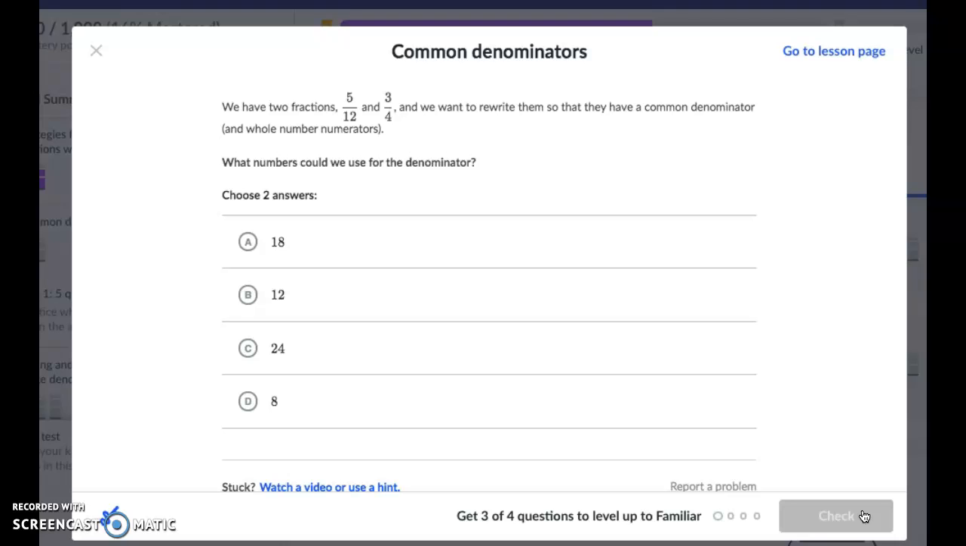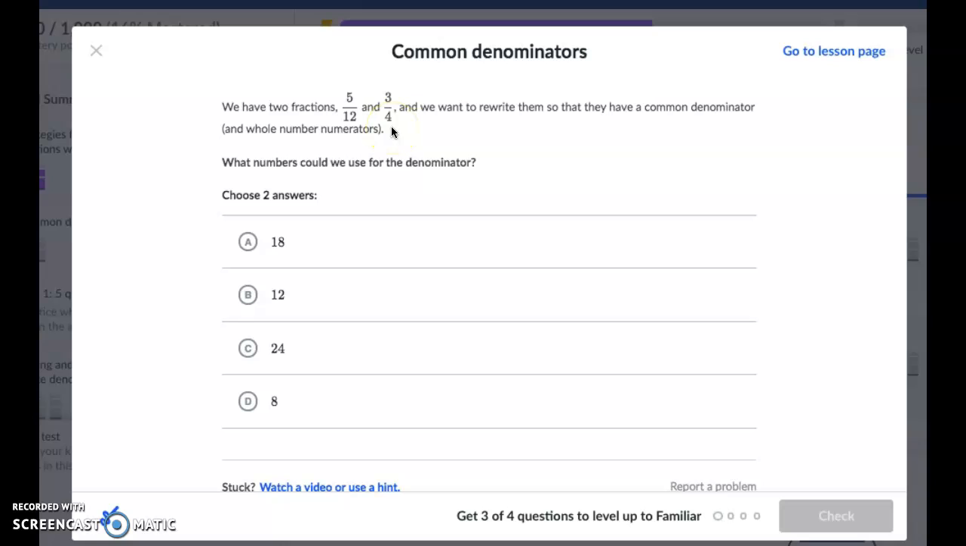We have two fractions, 5/12 and 3/4, and we want to rewrite them so that they have a common denominator and whole number numerators. What numbers could we use for the denominator? And they tell us that we're going to have to choose two answers. So in this case, we need to look for multiples of these numbers.